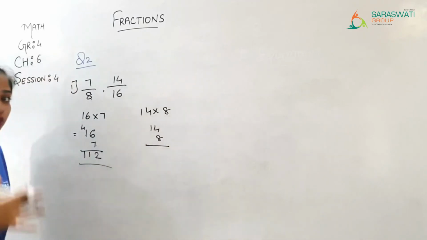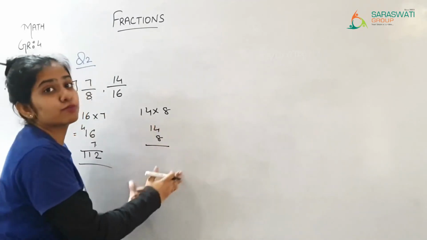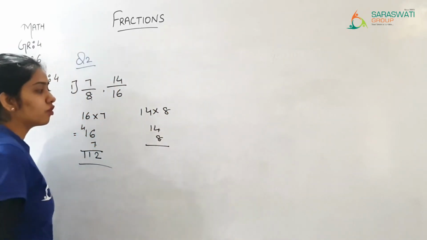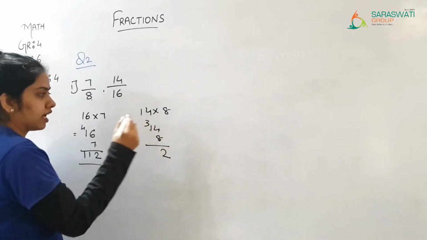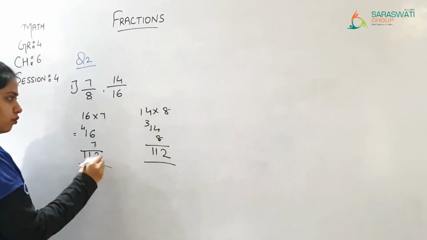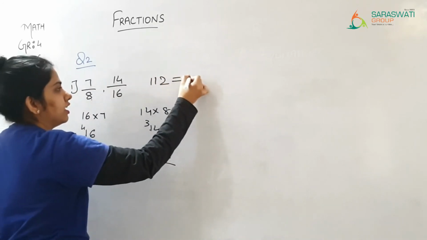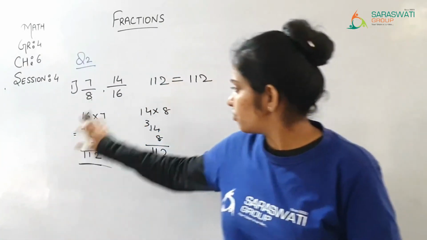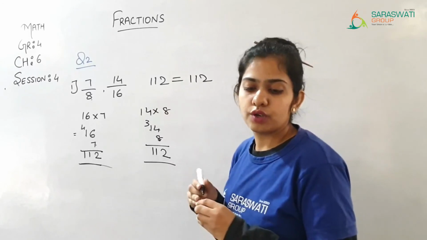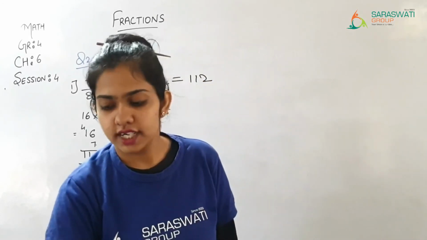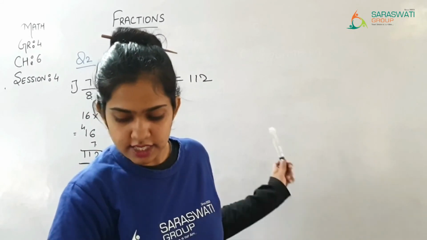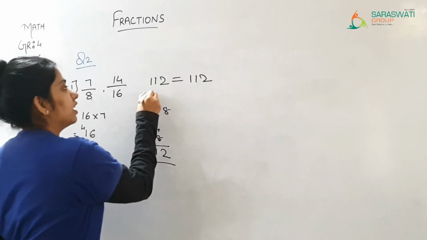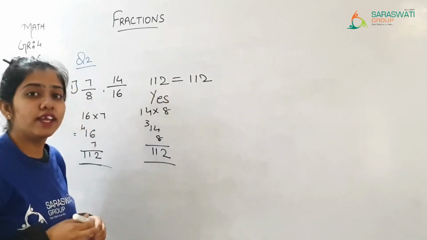If you know the table then you can directly solve it, but for your better understanding I am solving this so that you can get a clear idea of it. 8 fourteens are 112. Then yes, the products are equal, so they are equivalent to each other. So you will write it this way: first of all show the calculation and then write the answer. 112 is equal to 112. Then yes, it is equivalent. You will write yes, it is equivalent to each other.